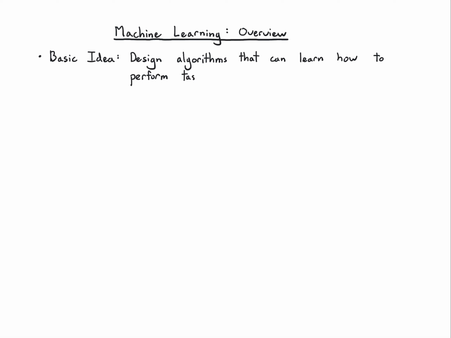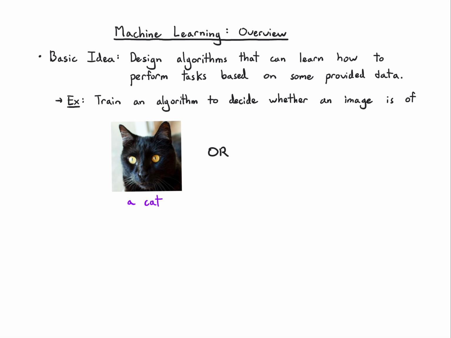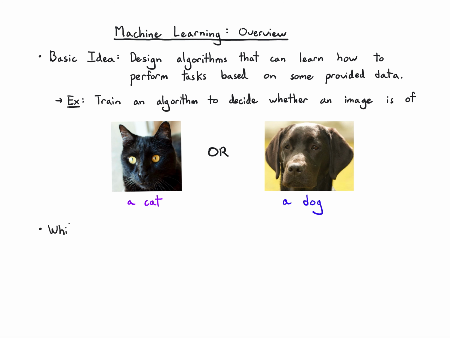Okay? So the basic idea in machine learning is to design algorithms that can learn how to perform some kind of task that we're interested in based on data that we've given it. Okay? So there's some constraints there. We have to find this data from somewhere. We need the algorithm to run efficiently. But let's just look at an example. Maybe the thing I want to do is train an algorithm, and I want to feed in images, and I want to decide whether they're images of a cat or of a dog. That's it. Maybe that's my simple example.